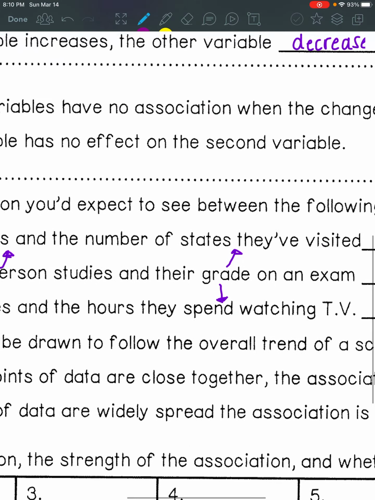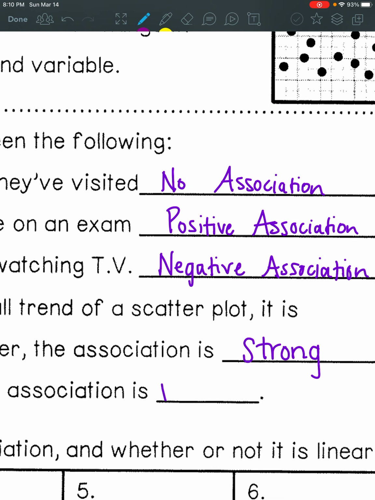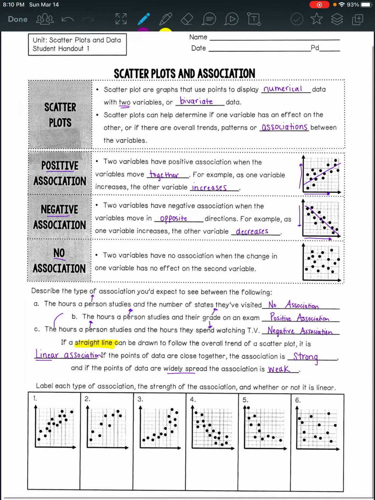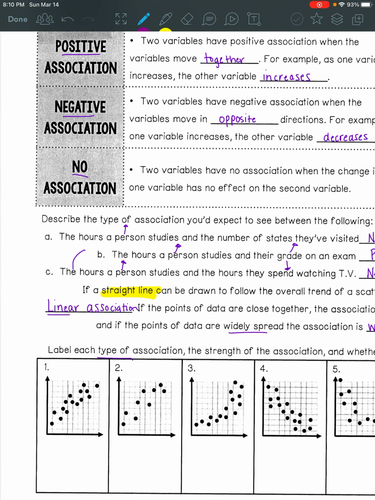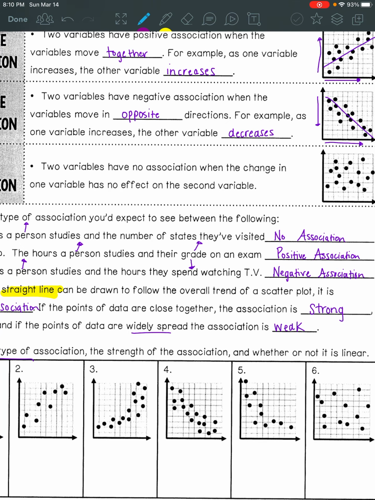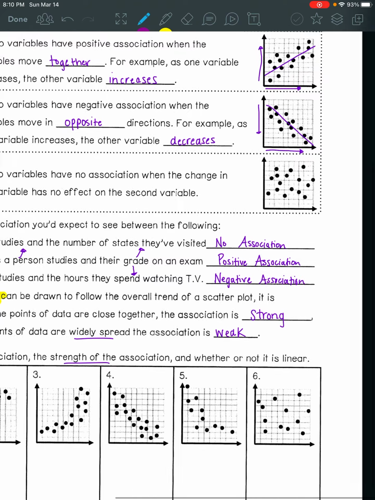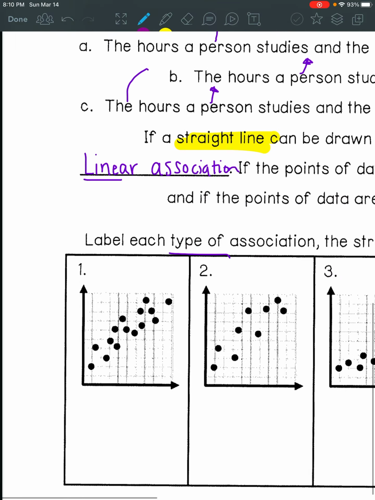But if the data points are widely spread, so they're not as close, they're more spread out, then that's what we call a weak association. So we're going to name basically three things here. We're going to label each type of association, so positive, negative, or no. We're going to write down the strength, so is it strong or weak? And then we're also going to decide if it is linear or not.